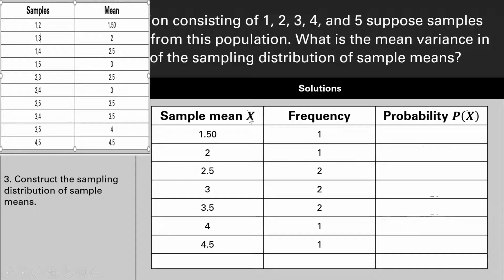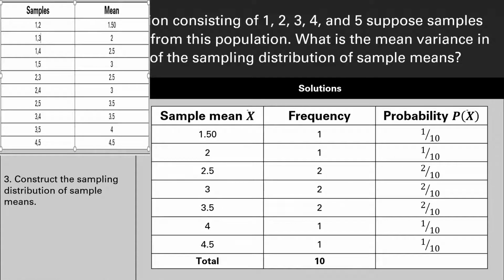To find the probability of getting a sample mean, we're going to divide the frequency of each corresponding sample mean by the total number of frequencies. We add the frequencies, and the total is 10. So the probability of getting 1.5 is 1 over 10. The probability of getting a sample mean of 2 is 1 over 10. The probability of 2.5 is 2 over 10. Probability of 3 is 2 over 10. Probability of 3.5 is 2 over 10. Probability of 4 is 1 over 10. And probability of 4.5 is 1 over 10.